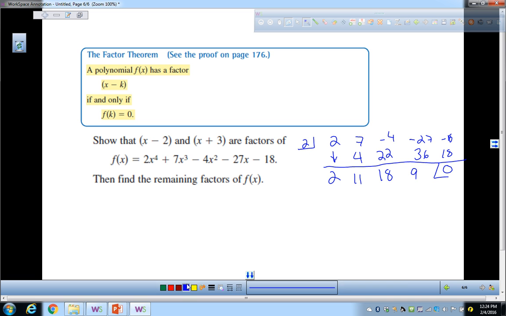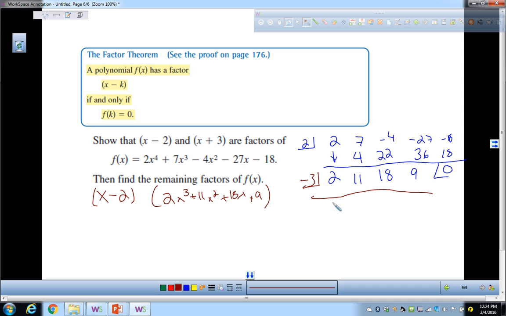Then I do it again, but I do it on this part. You see? What goes out here? Why do you do it on that part? Because so far, what I've done when I divided this is I factored out an x minus 2 times 2x cubed plus 11x squared plus 18x plus 9. That's what I've done so far. Then I could factor the cubic by doing a -3.